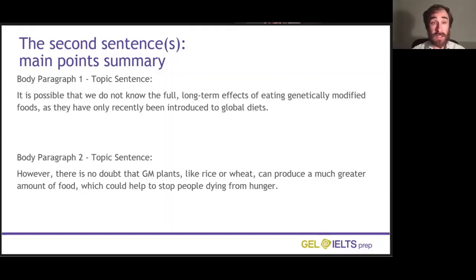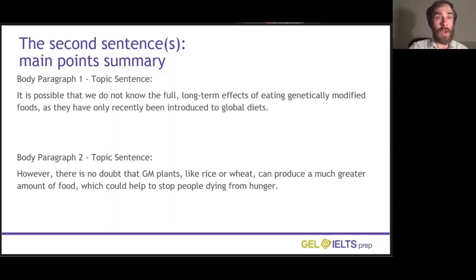So judging from these 2 topic sentences, the answer is B. This question is asking us, what are the advantages and disadvantages of genetically modified foods? Body paragraph 1 seems to talk about the disadvantages of genetically modified food, and body paragraph 2 seems to talk about the advantages. So let's look at body paragraph 1's topic sentence again.